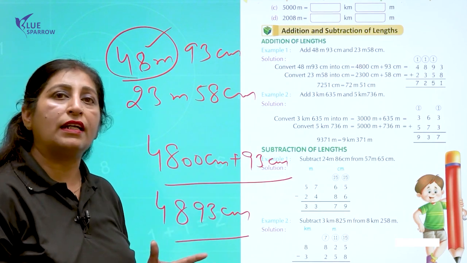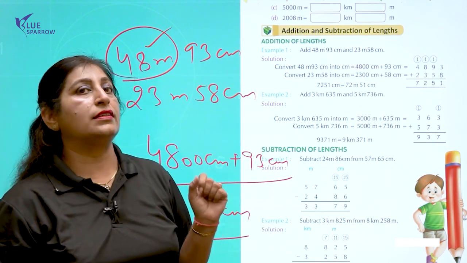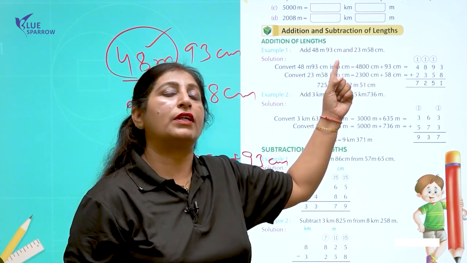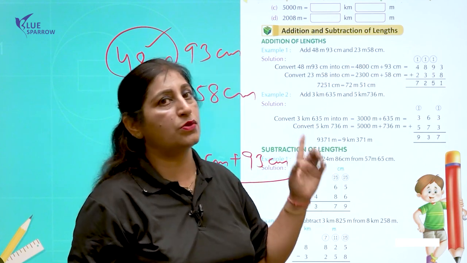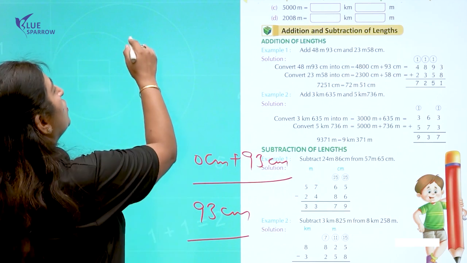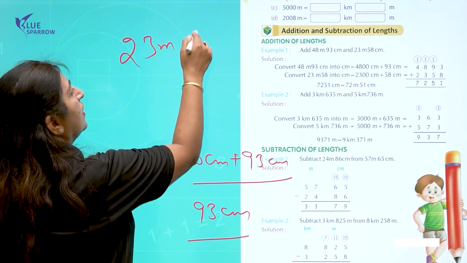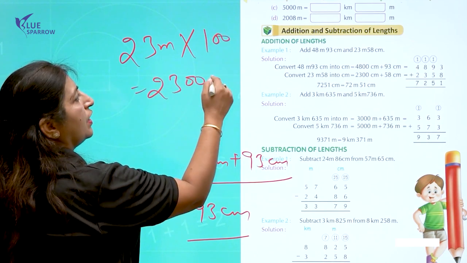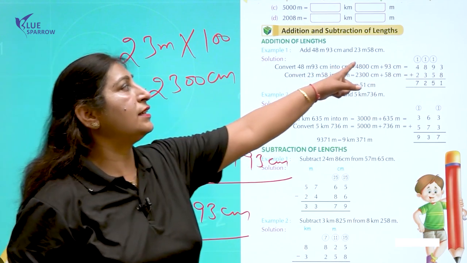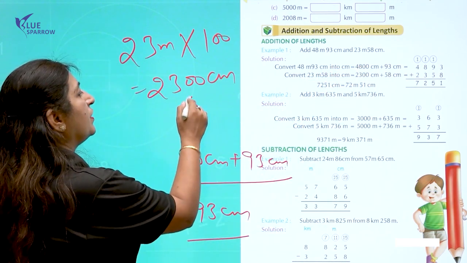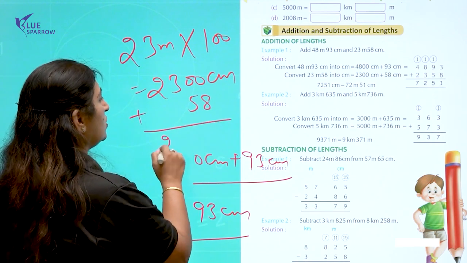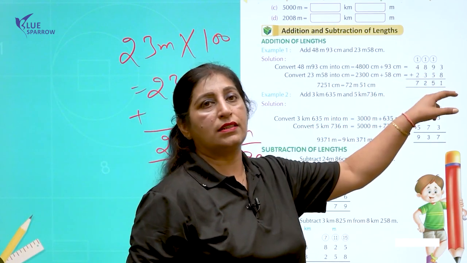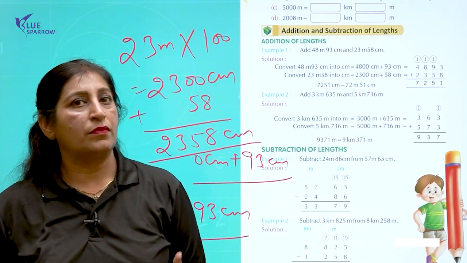Similarly, we convert the second length into centimeters, and to convert it we multiply 23 by 100. 23 meter multiplied by 100 gives us 2300, means 2300 centimeter, and 58 centimeter were already there. We add 58 to it, so it gives us 2358 centimeter.